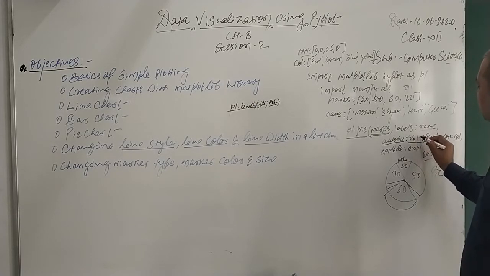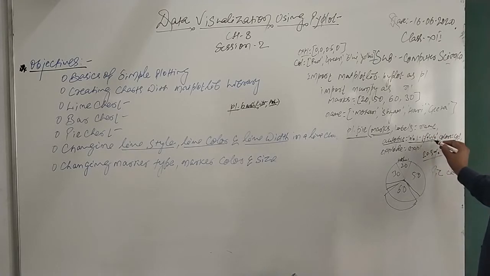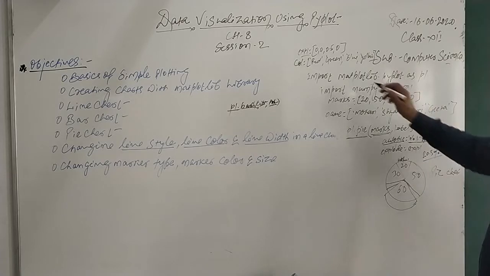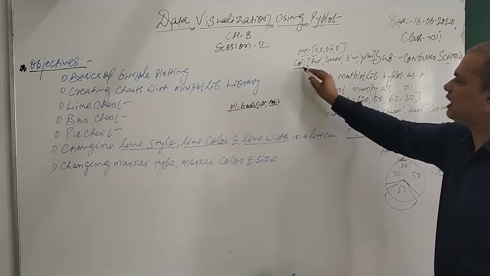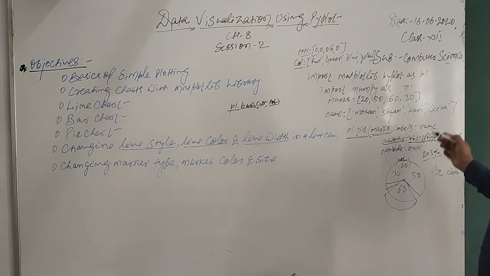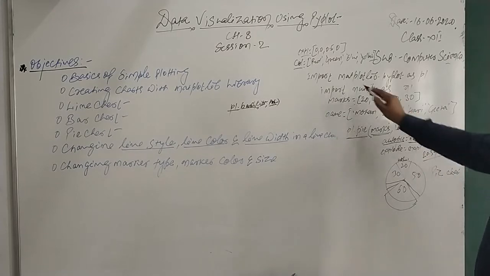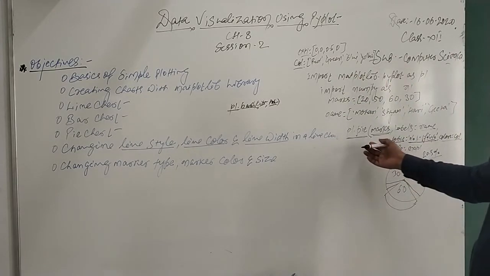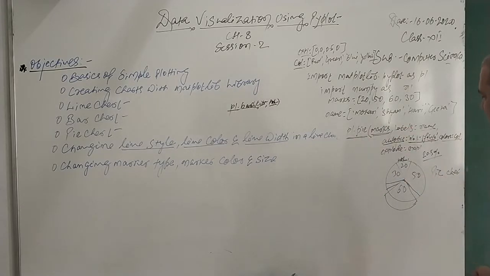So here is one example I am presenting: 1.1f, and then the percent sign I want to add. Colors equal to col, that is the same list box that I have created, so that each slice has a different color: the first slice red, second green, third blue, and fourth. That is how you can draw the pie chart. Rest of the things will be the same. You can only add the title here.